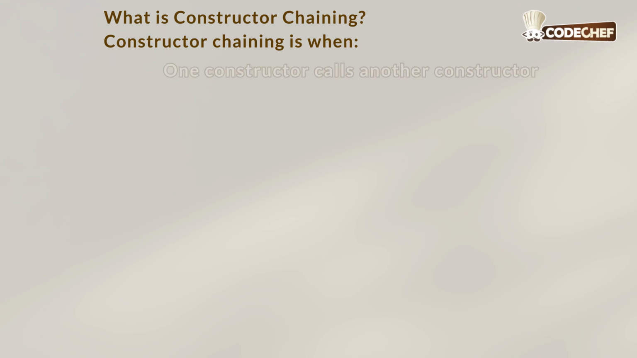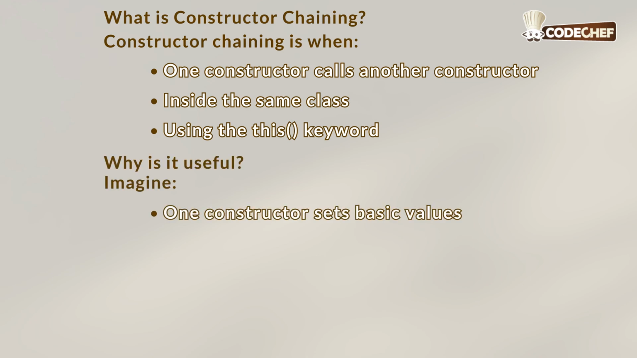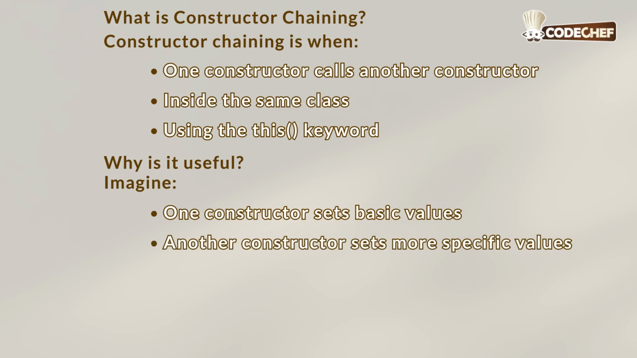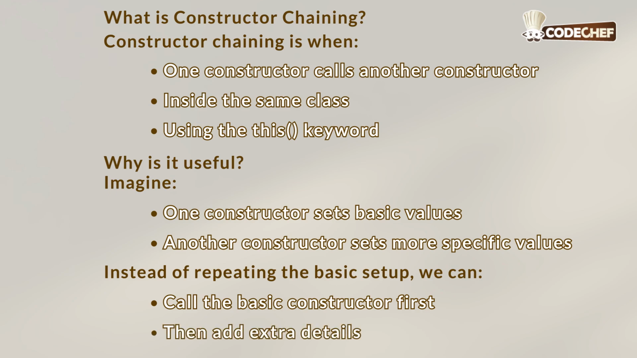So what is constructor chaining? Constructor chaining is when one constructor calls another constructor of the same class, using the this keyword basically. So why is it useful? Imagine one constructor sets basic values, another constructor sets more specific values. Instead of repeating the basic setup, we can call the basic constructor first, then add extra details, and this keeps the code cleaner, shorter, and easier to maintain.